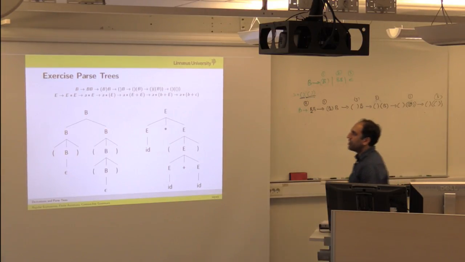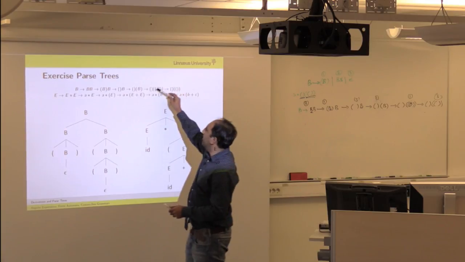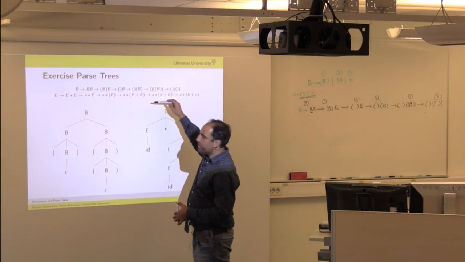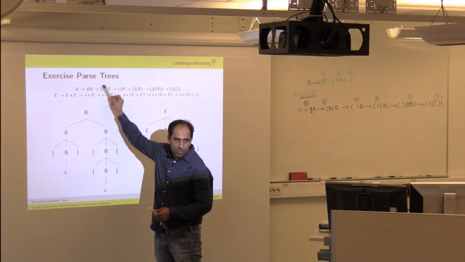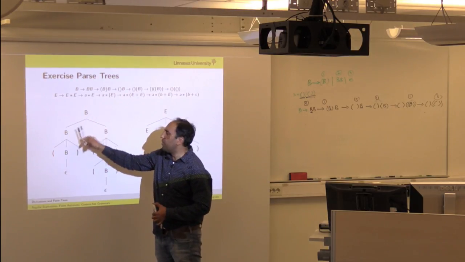And then we have a parse tree. So if you have this rules derivation, you already see that you can take this derivation and represent it in the form of a parse tree.